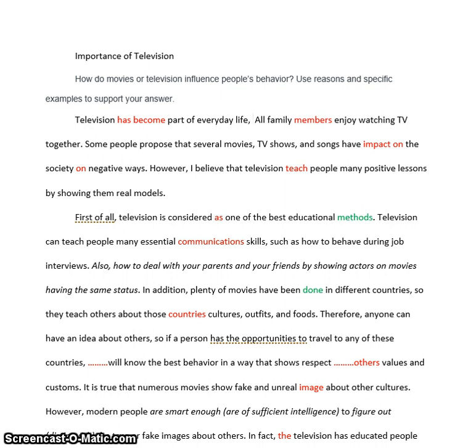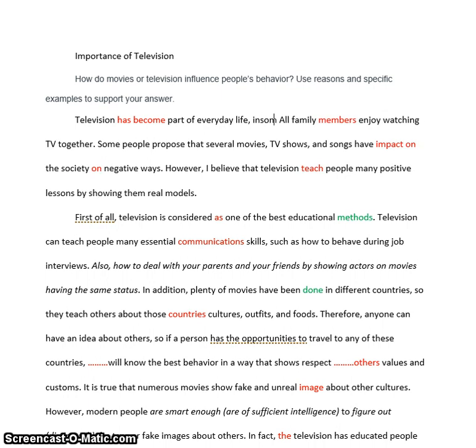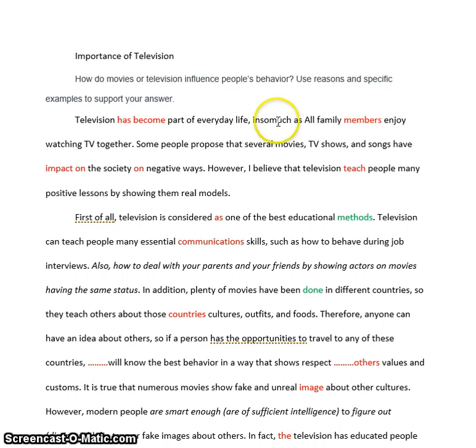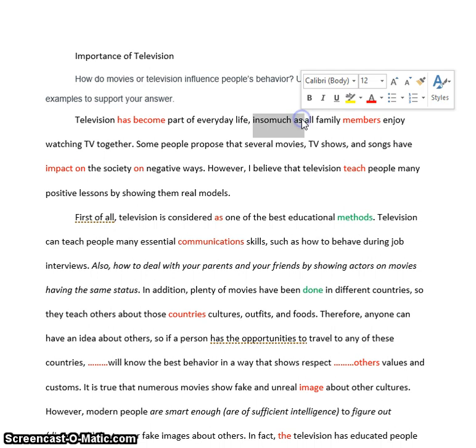The link I'm going to use is in so much as. In so much as is another way of saying so or therefore or as a result. So television has become part of everyday life in so much as all family members enjoy watching TV together. So in so much with as is always used together. In so much as. So I'm going to add that there as well.